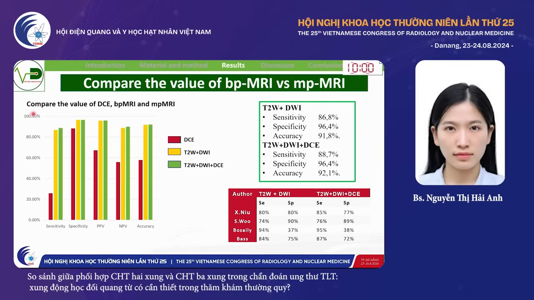And this chart compares the biparametric and multiparametric value. Similar to the findings of some other big studies in the world, we found that all the values like sensitivity, specificity, as well as accuracy of the biparametric are really high and non-inferior compared with multiparametric MRI. And when we add the DCE to the protocol, it just slightly increased the sensitivity from 87 to 89% and did not affect the specificity.